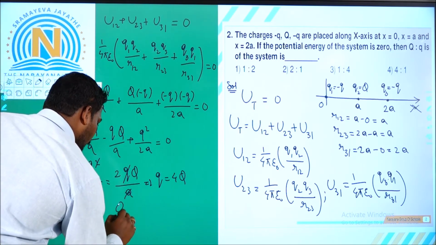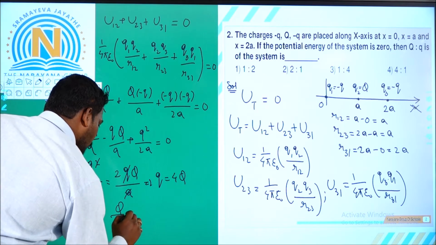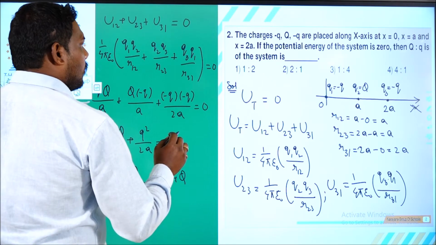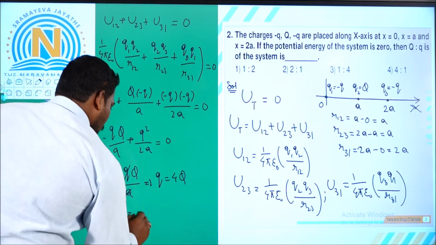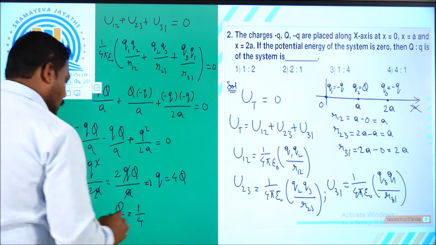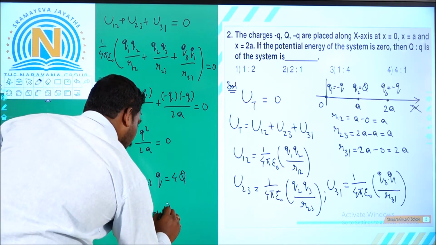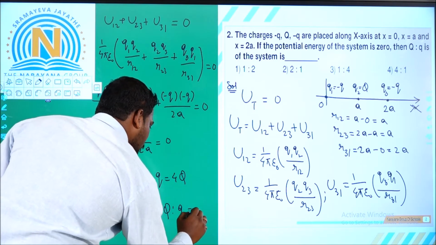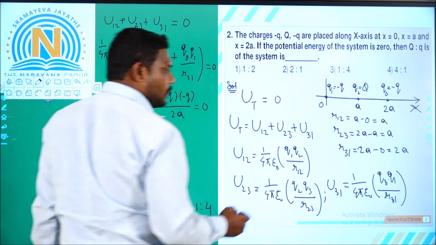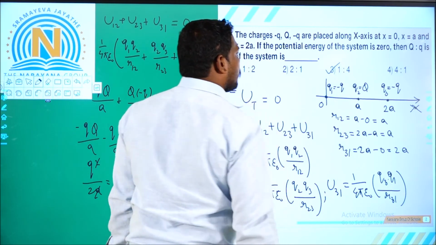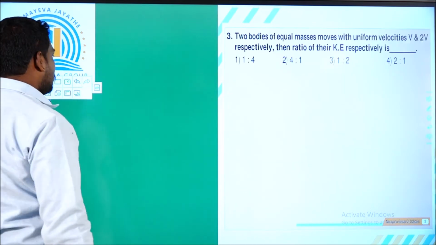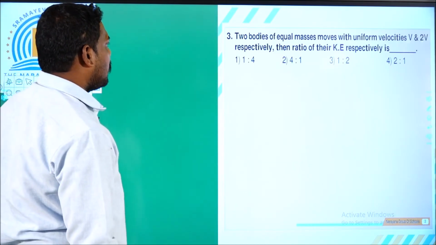They are asking the ratio of capital Q to small q, so capital Q by small q is equal to 1 by 4. Okay, so the ratio of capital Q to small q is 1:4. Okay, so the answer would be 1:4, right? Now let us go to the next question, right?